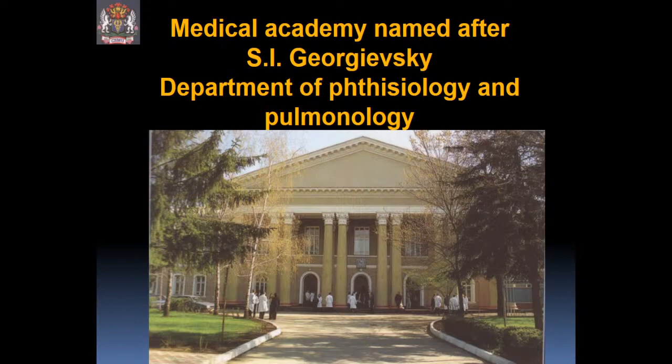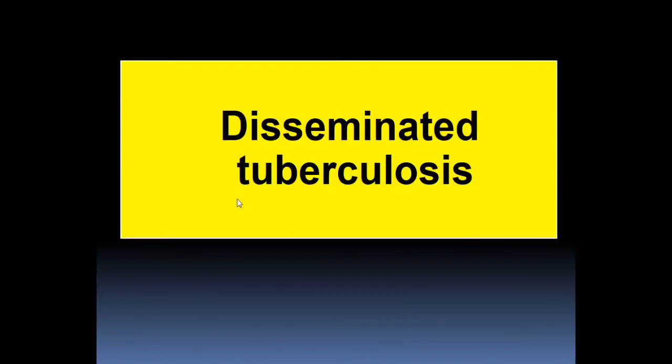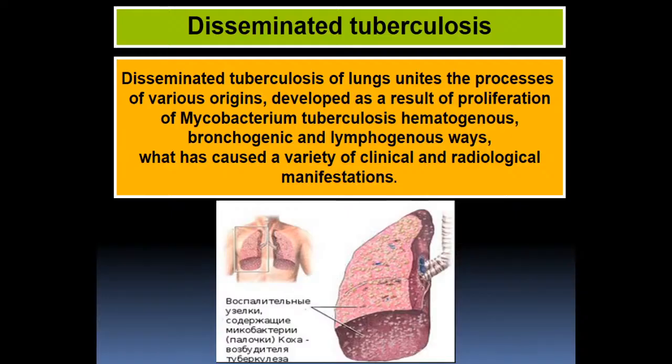Okay, let's start the lecture. Today's topic: disseminated forms of tuberculosis. Disseminated tuberculosis of the lungs unites processes of various origins developed as a result of proliferation of Mycobacterium tuberculosis by hematogenous, bronchogenic, and lymphogenous ways, which has caused a variety of clinical and radiological manifestations.